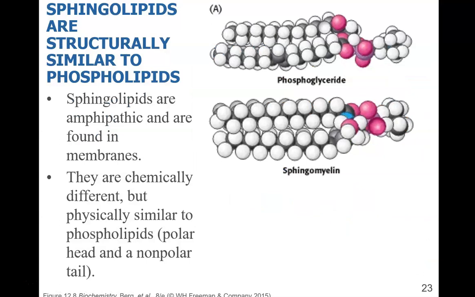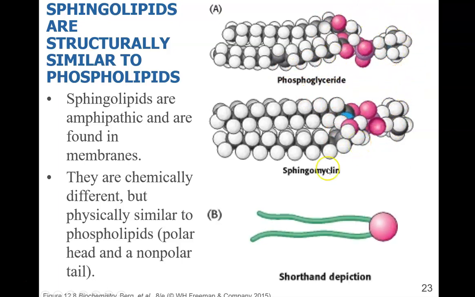So here we can see, as I mentioned before, that sphingomyelin and, so this artist calls this phosphoglyceride, but this is phosphatidylcholine, sorry. And here you can see that structurally they're very similar with their polar head groups and their two nonpolar tails. So again, sphingolipids and phospholipids are amphipathic, and they are found in membranes.